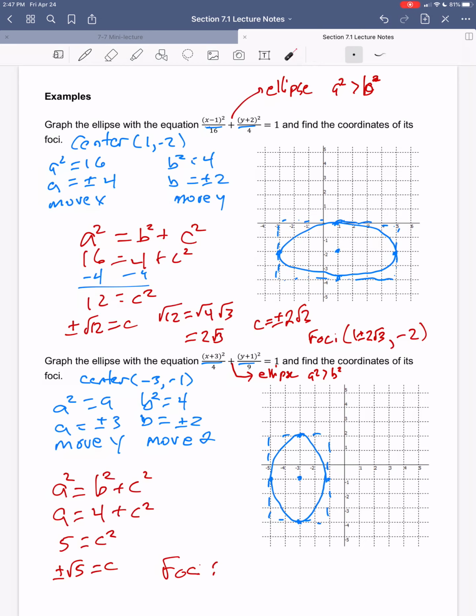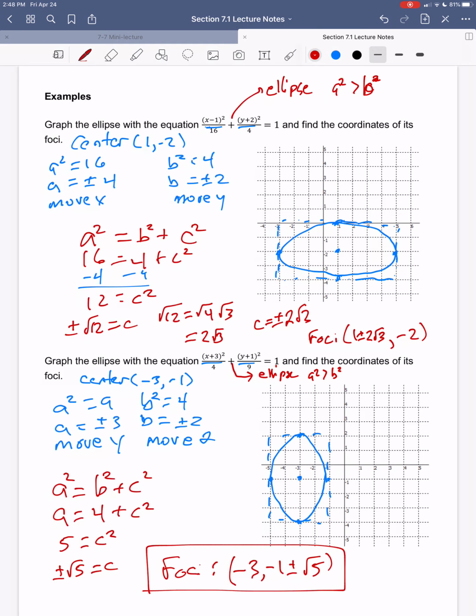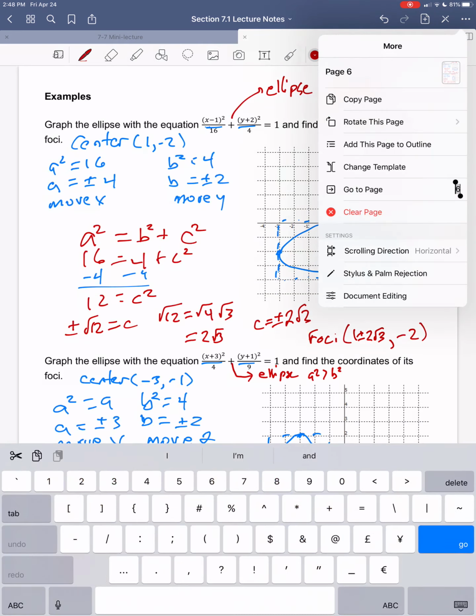But this is a vertical ellipse, so when I move up or down, the x-coordinate of the center stays the same for the focus. So the x-coordinate of the center started at negative 3. The y-coordinate starts at negative 1, but I'm going to have to go up or down to get to the focus by the square root of 5. So it becomes plus or minus the square root of 5 for those coordinates of the foci.